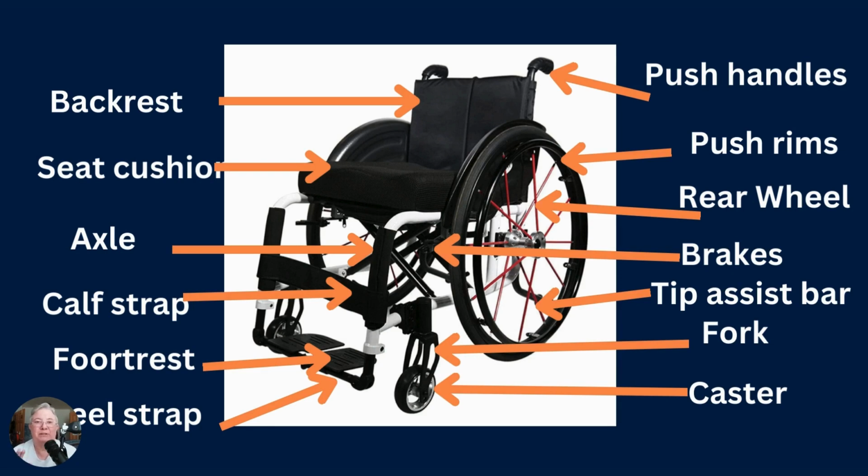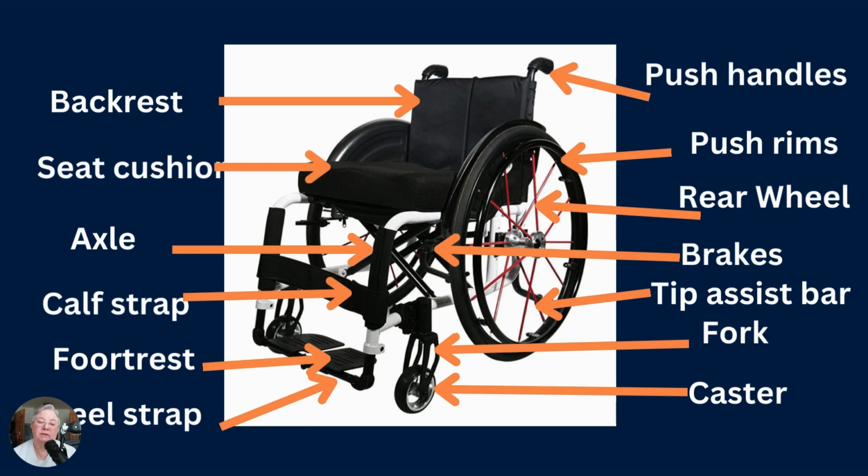So, some of them are similar to the power wheelchair. All right. So, you have the backrest. The seating is divided into 2 parts. So, you have the backrest, you have the seat cushion, you have the axle, which is, this is a folding manual wheelchair, so it has an X in the back, and that's called the axle there, folding axle.